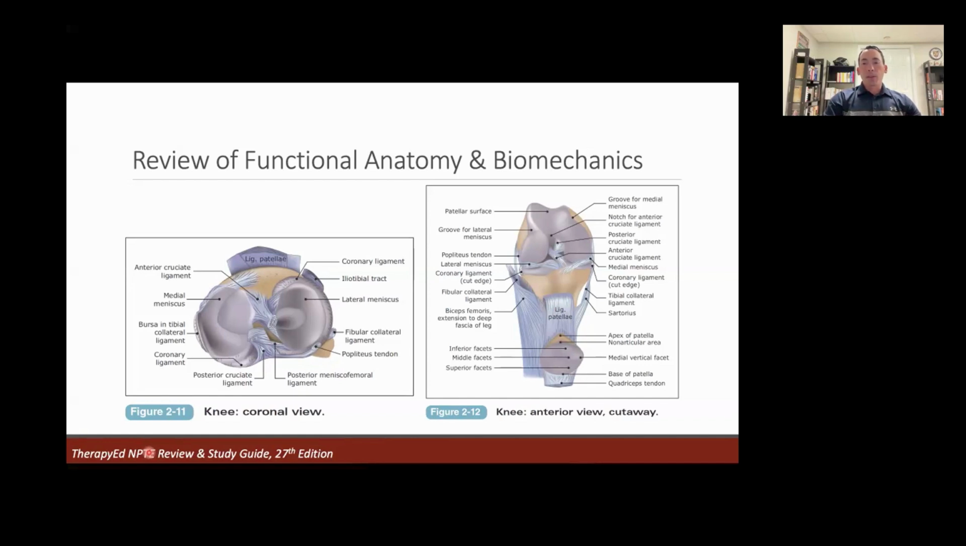The medial meniscus is large and C-shaped, and it's attached to the MCL and fibrous capsule. Additional attachments are to the semimembranosus muscle and the medial meniscopatellar ligament. The lateral meniscus is smaller than the medial, and it's more circular shaped. It's attached to the popliteus muscle, the lateral meniscopatellar ligament, and the meniscofemoral ligament.